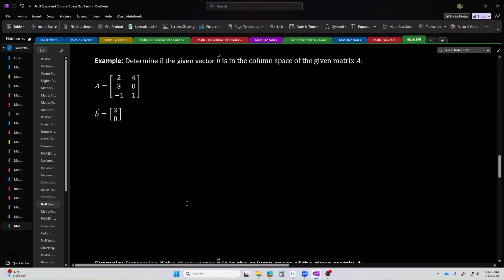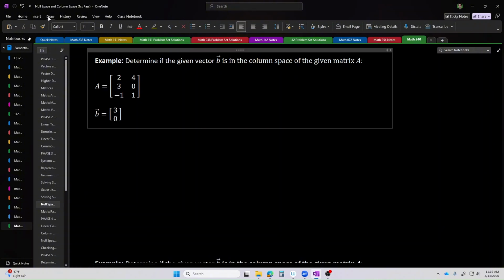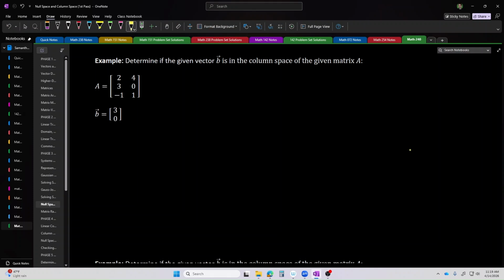So for example, someone says, here's the matrix A. It has 3 rows and 2 columns, and the entries are 2, 4, 3, 0, -1, +1. I have the vector B here, and it's a two-dimensional vector containing the entries 3 and 0. Is this vector B in the column space of this matrix A? And without doing any calculations, without doing any real work at all, just looking at this problem, I can answer this question immediately, and I can immediately conclude that no, this B is not in the column space of this A.